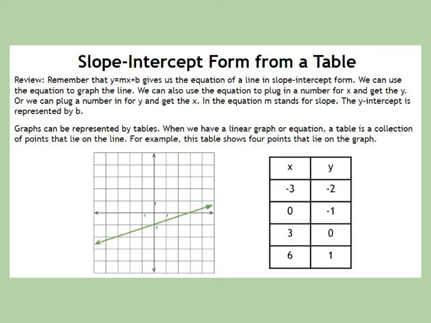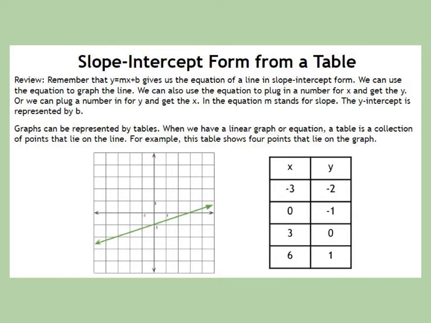We can use the equation to graph the line. We can also use the equation to plug in a number for x and get the y, or we can plug in a number for y and get the x. In the equation, m stands for slope. The y-intercept is represented by b.